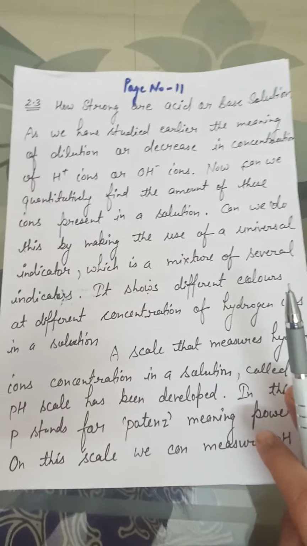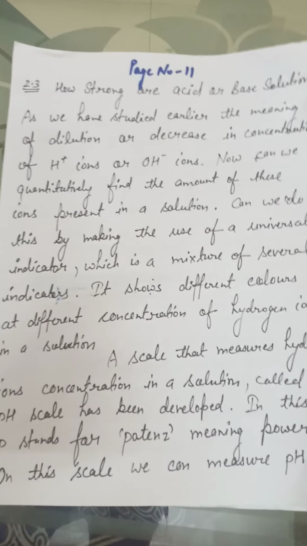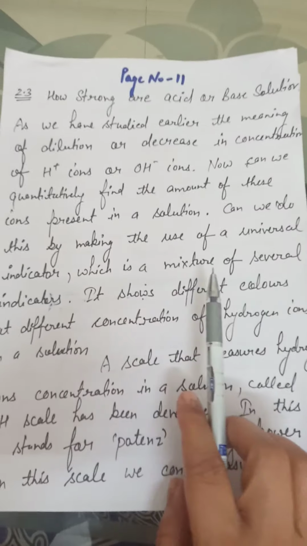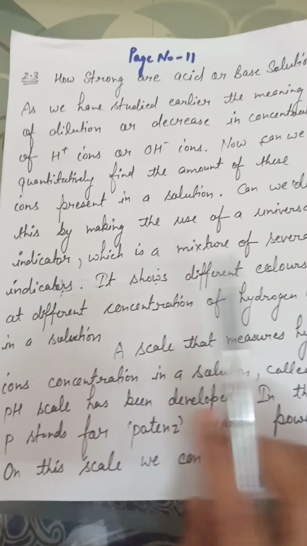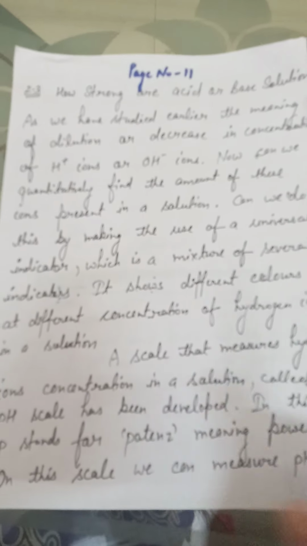Now, what is an indicator? An indicator is that which indicates the presence of an acidic or a basic nature. Now, what do you mean by a universal indicator? A mixture of several indicators is called a universal indicator. It shows different colors for different concentrations of hydrogen ions in a solution.